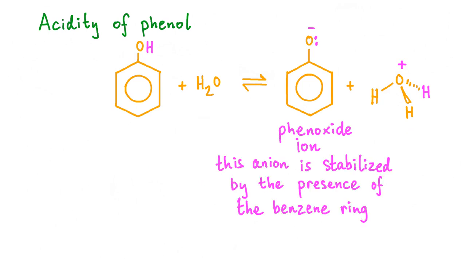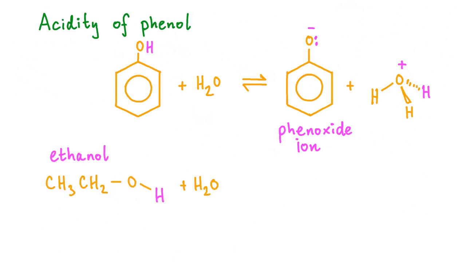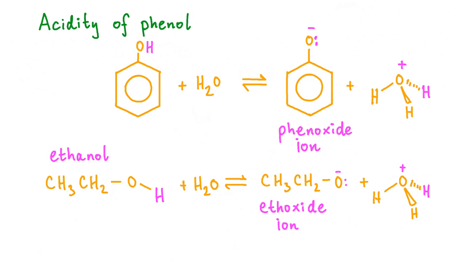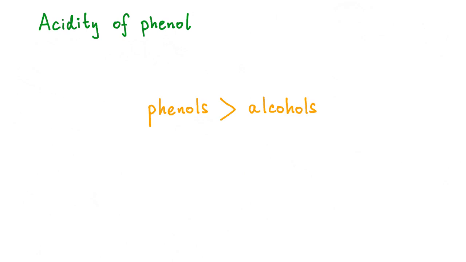The phenoxide anion is a stable ion due to the presence of the benzene ring. Other alcohols, such as ethanol, can deprotonate in a similar way to phenol. The reaction of ethanol with water is very similar. In this case, the product is the ethoxide anion. Since the ethoxide anion is not stabilized in the same way as the phenoxide anion, alcohols are very weak acids indeed. Phenols are therefore stronger acids than alcohols.